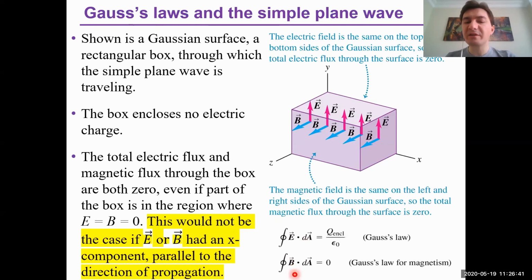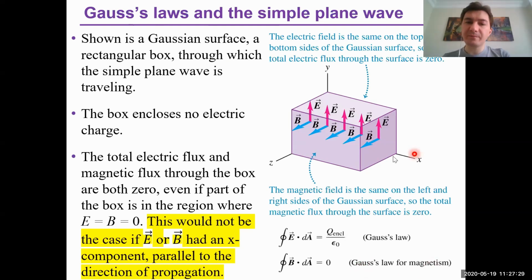Okay, what about the Gauss law for magnetism? We have magnetic field like this in that direction. So the total magnetic flux through that Gaussian surface is also 0, because the same amount of the magnetic field enters and leaves from the Gaussian surface. Okay, so the total magnetic flux through the surface is 0. Then this simple plane wave also satisfies Gauss law for magnetism.